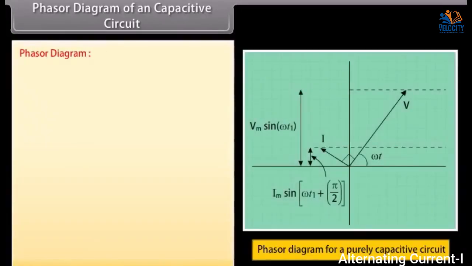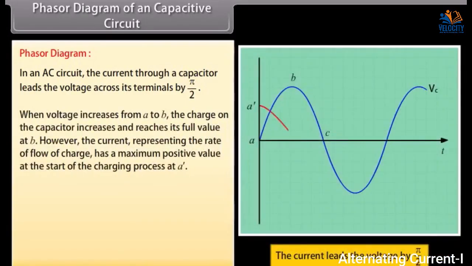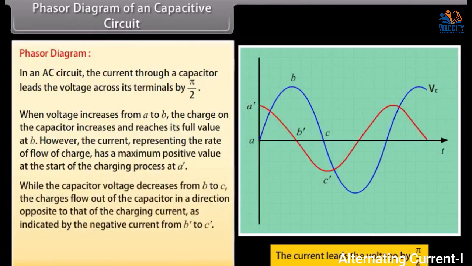Phasor diagram of a capacitive circuit. In an AC circuit, the current through a capacitor leads the voltage across its terminals by pi by 2. When voltage increases from A to B, the charge on the capacitor increases and reaches its full value at B. However, the current representing the rate of flow of charge has a maximum positive value at the start of the charging process at A dash, while the capacitor voltage decreases from B to C.